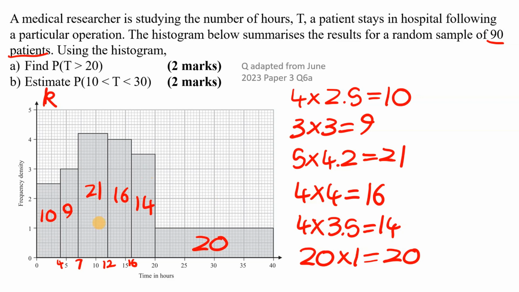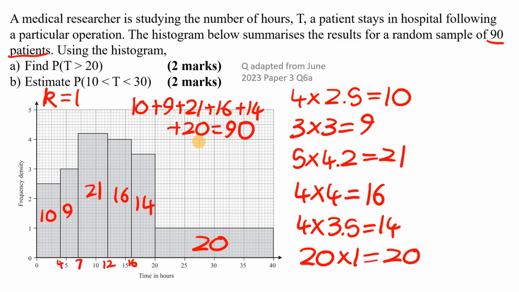So if we add all of these areas together, so it's 10 plus 9 plus 21 plus 16 plus 14 plus 20, it's equal to 90, which is the number of patients. So this is one of the nicer examples where the area under the histogram is equal to the frequency. In other words, K is equal to 1. You still need to make this check though, because that might not always be the case. So therefore we can use this going forward in the question.